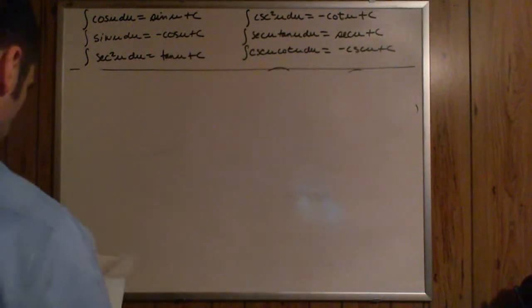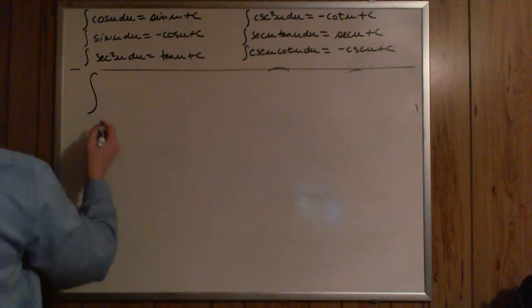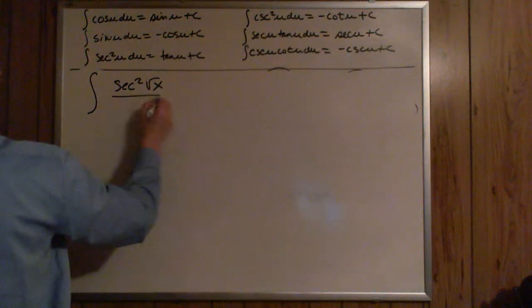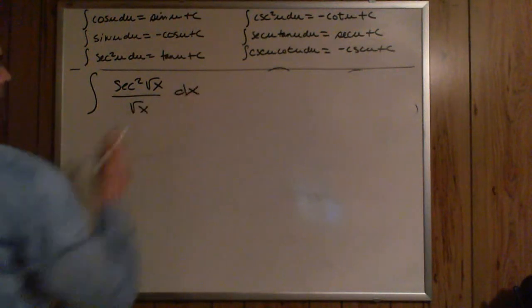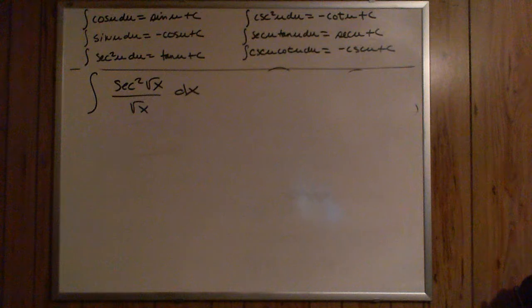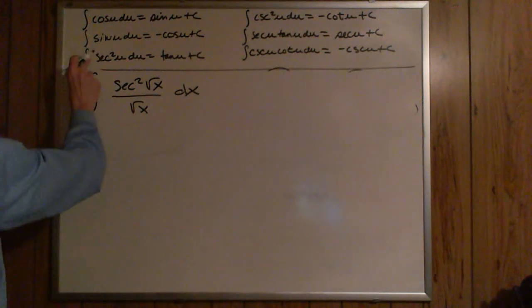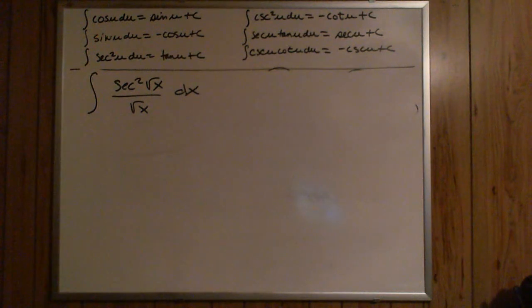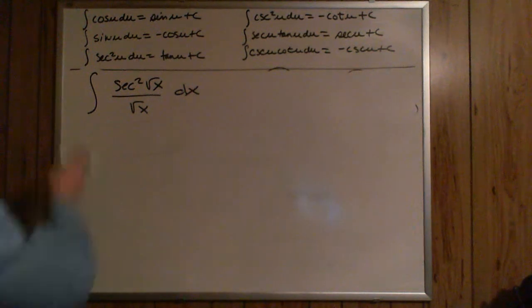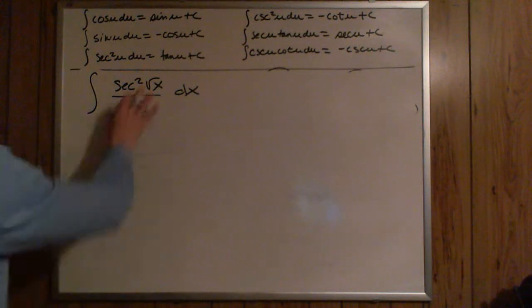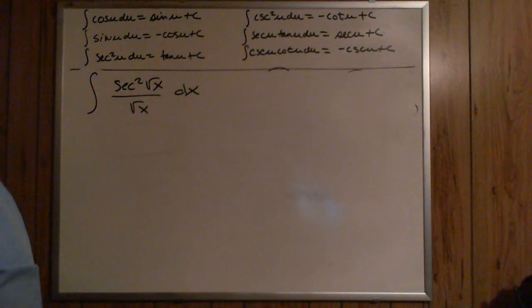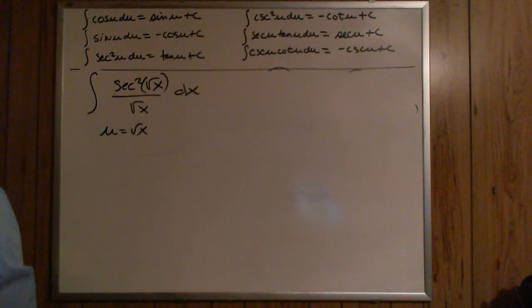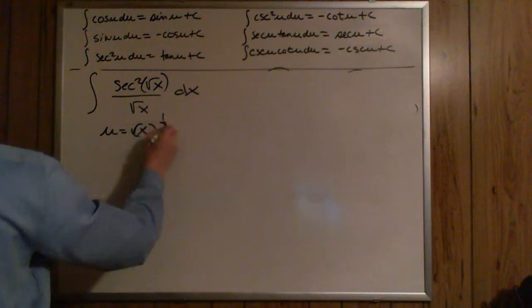Suppose we are given the indefinite integral of secant squared root x all over root x dx. So again, obviously this most likely is going to take on this form right here, secant squared u du. So we have to mold the integrand into that form. So try letting u be equal to the inside stuff, that is root x. This is also x to the 1/2.